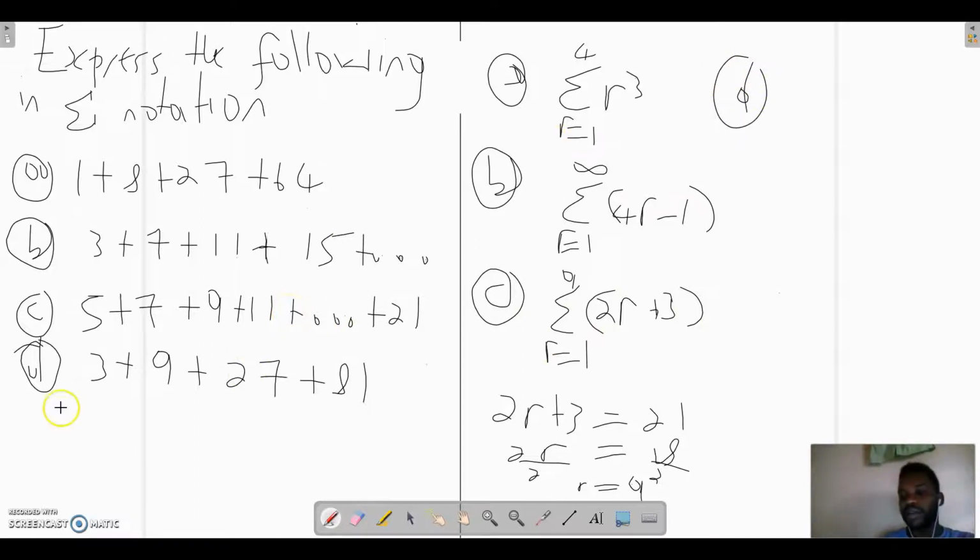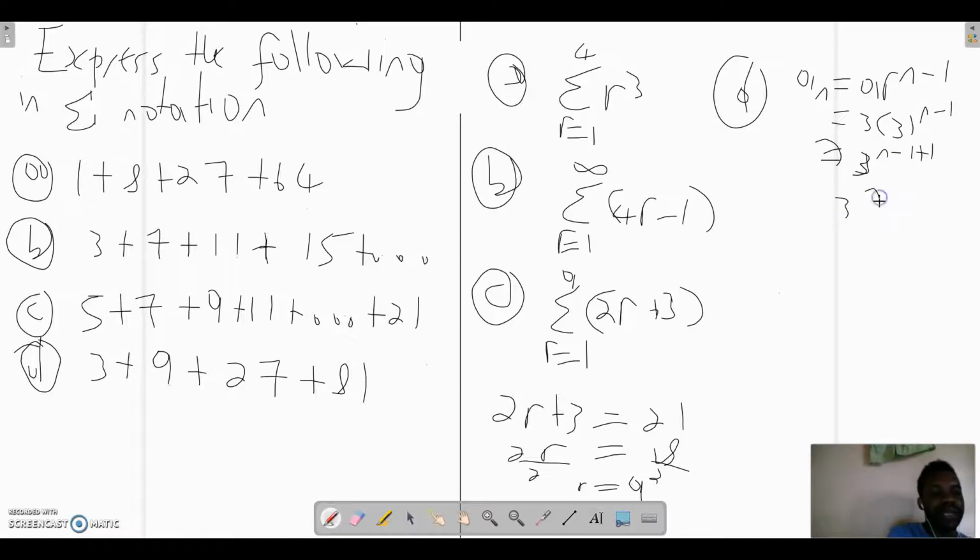Now in d, we're not adding anything, but if you look carefully, 3, 9, 27, 81, we're constantly multiplying by 3 here. So we know we're going to be using the geometric pattern that says a_n equals ar to the n minus 1. Bear in mind from the first two videos we said that a is the first term, so it's going to be 3, and r is the common ratio, to the n minus 1. And by laws of indices we can even break this down, because we have 3 times 3, the bases are the same, so we add the powers. So it's actually 3 to the n minus 1 plus 1, which is really 3 to the n.